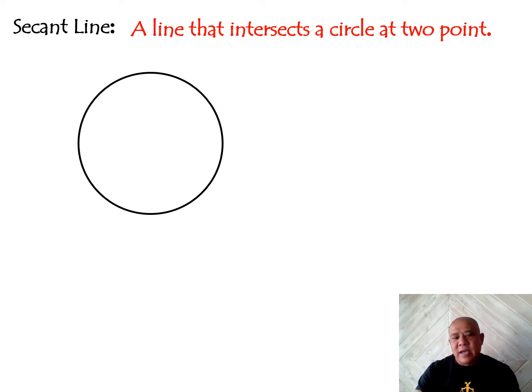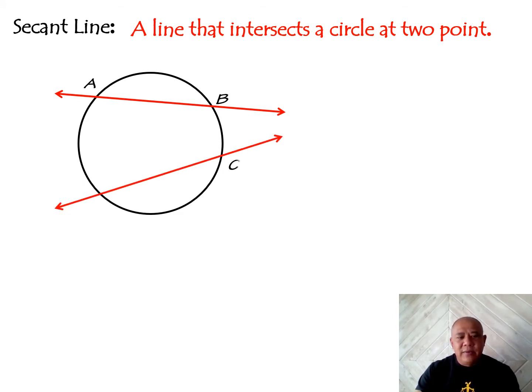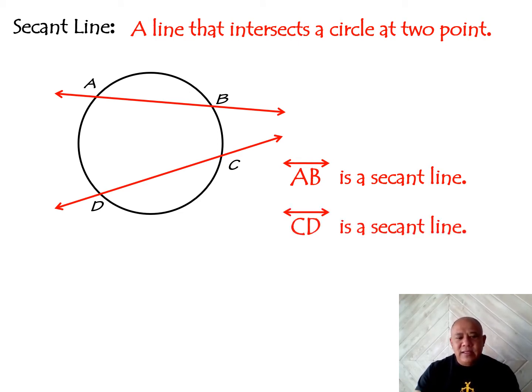So let me show you an example. This line here, we'll name it AB, and this line here, we'll name it CD. These two lines are secant lines. Why? Because they both touch the circle at 2 points. So AB is a secant line, and CD is a secant line. So again, tangent lines touch at 1 point, secant lines touch at 2 points.